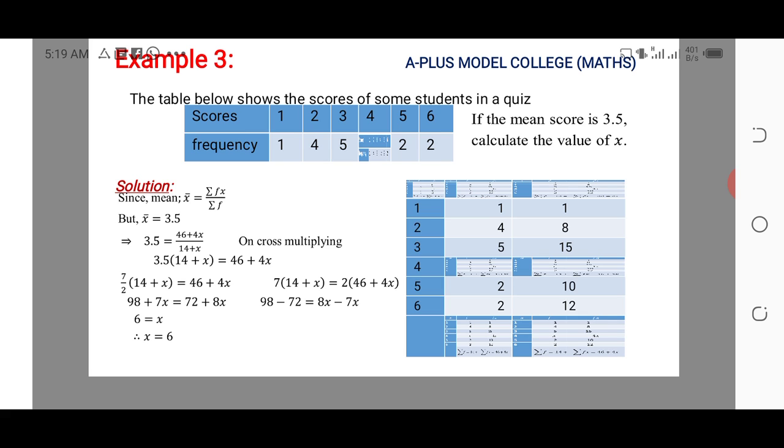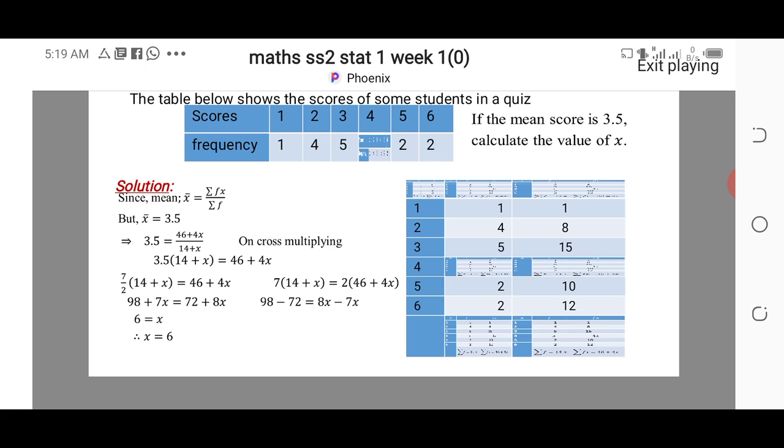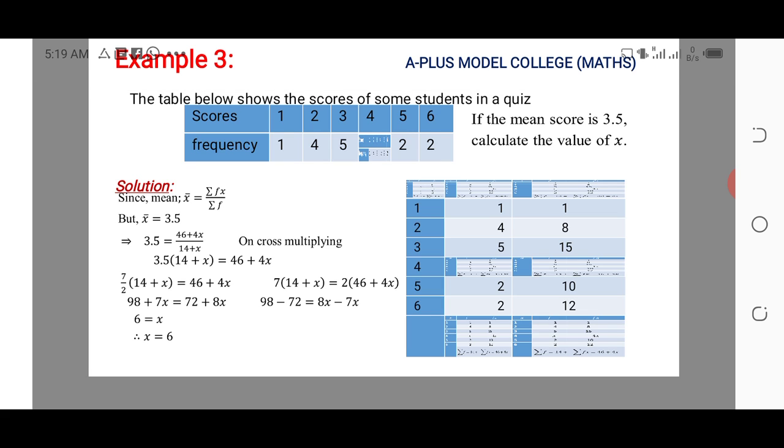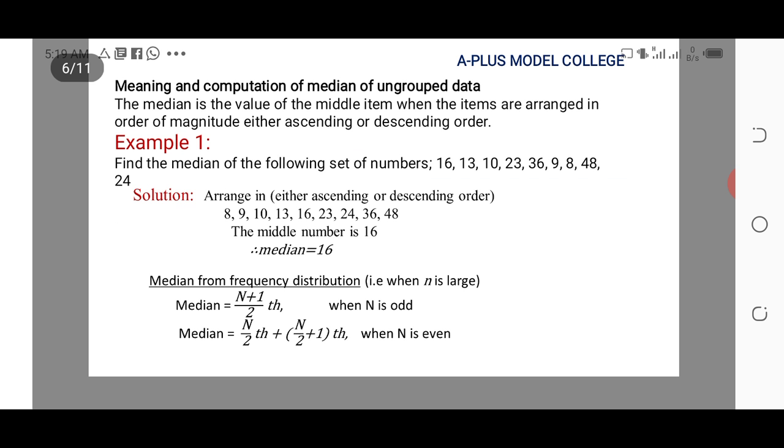You can also write this down in your book and try to practice them. Make the first table, make the second table yourself, and confirm the answer. You can also get back to me in case there's any difficulty in getting the answer in any of these questions. Let's quickly talk about the median.